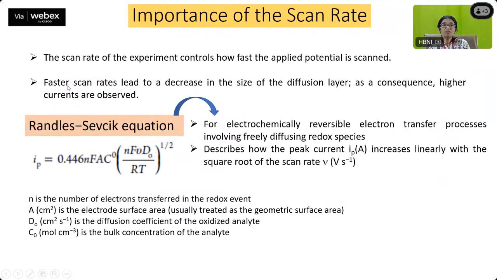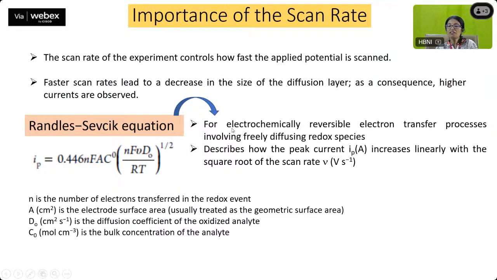Okay, so then we come to the importance of the scan rate. Whenever you are doing CV, you are using a particular scan rate. Now what happens if you change the scan rate? So what is scan rate? The scan rate of the experiment controls how fast the applied potential is scanned. A faster scan rate will lead to a decrease in the size of the diffusion layer, and as a consequence, higher currents will be observed. And this is given very nicely by the Randles-Sevcik equation as shown over here.